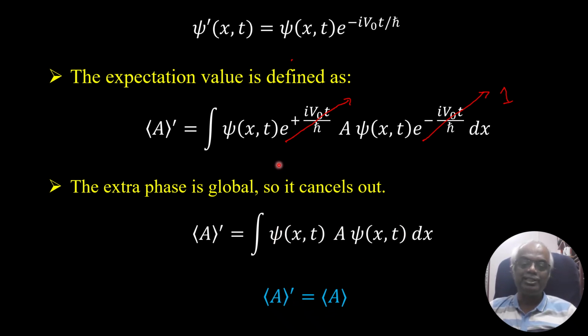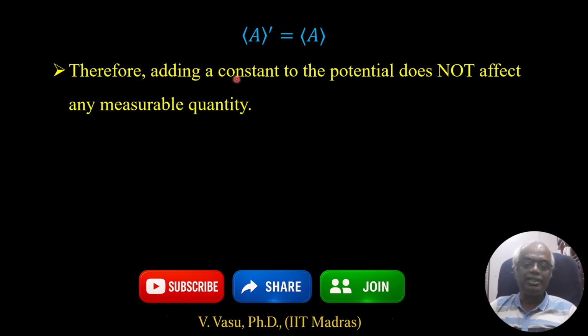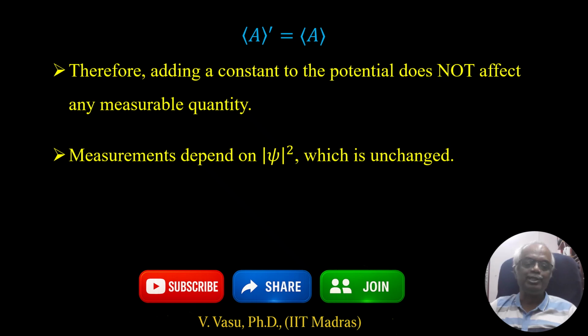So the expectation value of A' is exactly equal to the expectation value of A. So introducing an extra phase factor does not affect your measurable quantity. That is, the expectation value is a measurable quantity. It does not affect it. You are getting the original value. That is a very important point. So we got the expectation value of A' is equal to the expectation value of A. That means adding a constant to the potential does not affect any measurable quantity. This expectation value is a measurable quantity. It will not get affected by introducing a potential.